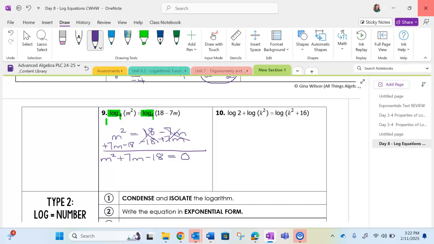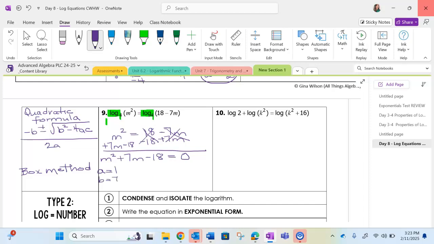Now, when this is the case, I have two choices. I have a trinomial, so I can do the quadratic formula. I'm going to put it over here so you can see it, because I'm solving. So you can use the quadratic formula, which is opposite b plus or minus square root b squared minus 4ac all over 2a. Or I can do the box method. Okay, your choice. Okay, I'm going to do the quadratic. It's a lot easier as long as I know a is 1, b is 7, and c is negative 18.